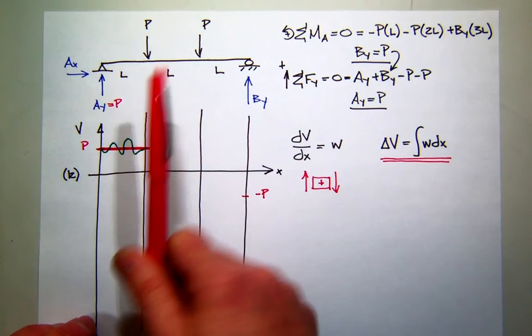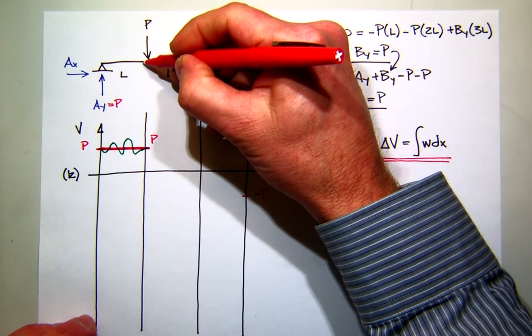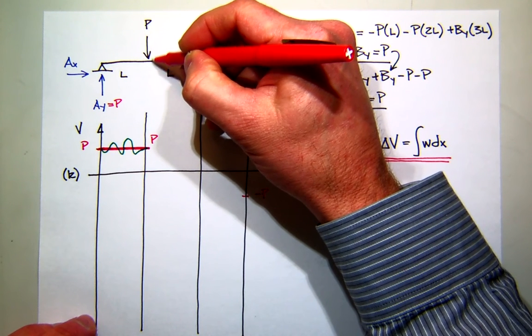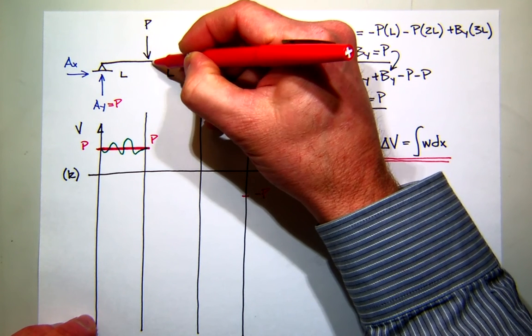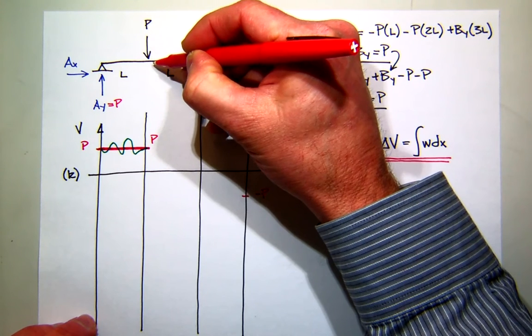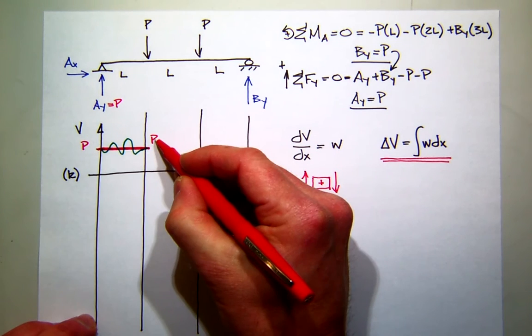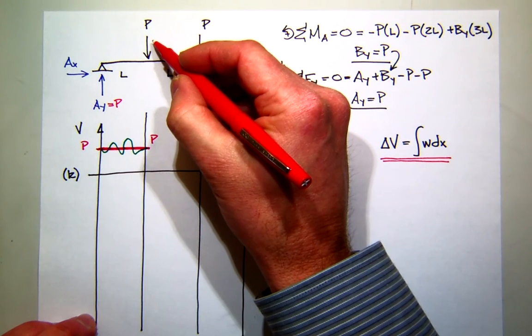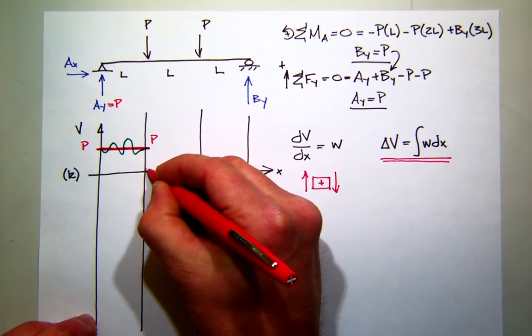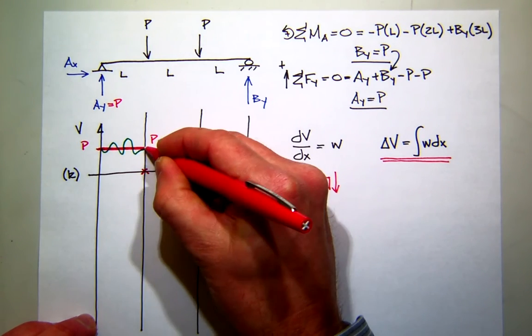Now, this is just to the left of P. What happens when I go just to the right of P? What's the change in shear as I go underneath a load? It's equal to that load. And that load is positive or negative? It's acting down. Negative. So if I'm at positive P and I drop P, I'm at 0.